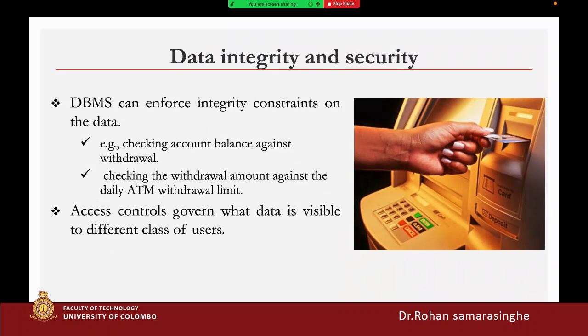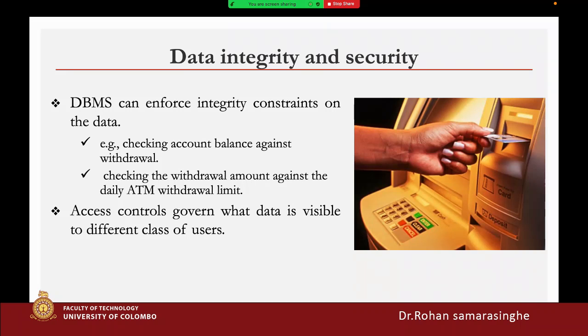And data integrity and security. In database management, when you are going to withdraw money, you will give the PIN number. But from that PIN number, you can access only your information. You can't access others' information, as well as others cannot access your information. So that is data integrity. That means no one can see and use others' data.